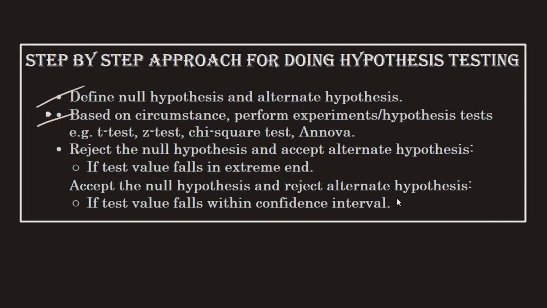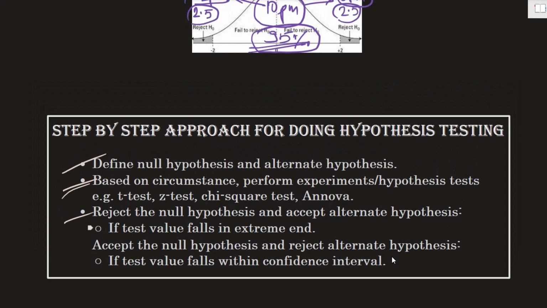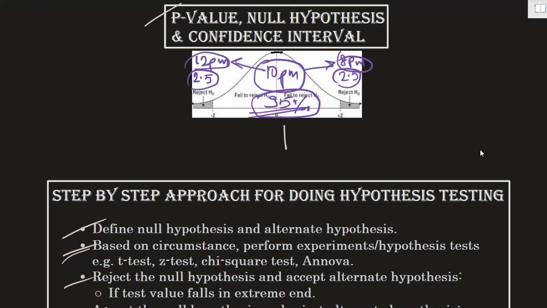And eventually what these tests help us understand is whether we need to reject the null hypothesis and accept the alternate hypothesis, which we will do if the test value falls in the extreme end, as we have seen in the previous example. Or we need to accept the null hypothesis and reject the alternate hypothesis if the test value falls within the confidence interval, which we also covered in the previous example, as we had a confidence interval of 95% in the situation that we discussed earlier. And this is how we finally come to a conclusion on whether we are going to select the null hypothesis or the alternate hypothesis. So that is it for today's lecture.